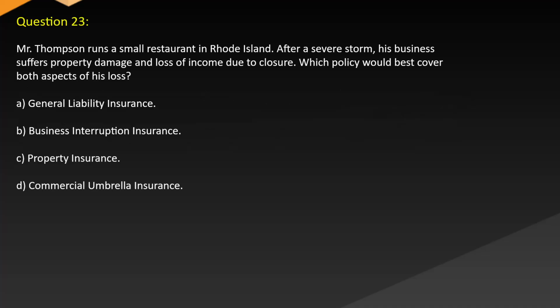Question 23. Mr. Thompson runs a small restaurant in Rhode Island. After a severe storm, his business suffers property damage and loss of income due to closure. Which policy would best cover both aspects of his loss? A. General liability insurance. B. Business interruption insurance. C. Property insurance. D. Commercial umbrella insurance.